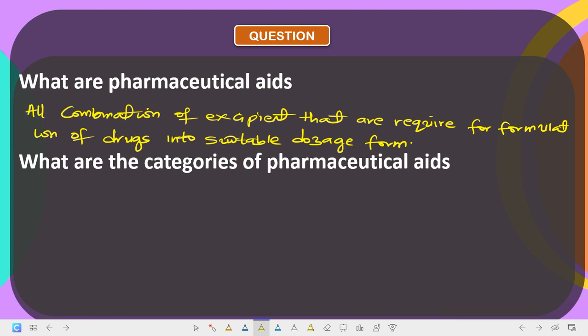Now, what are the categories of pharmaceutical aids? Can I still remember this particular question? What are the categories of pharmaceutical aids? I think we have solvents. There we have acids, bases, buffers.